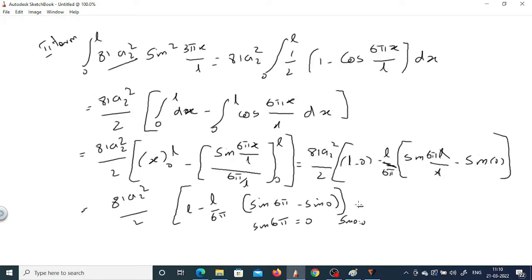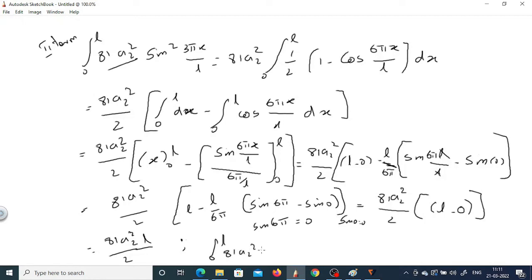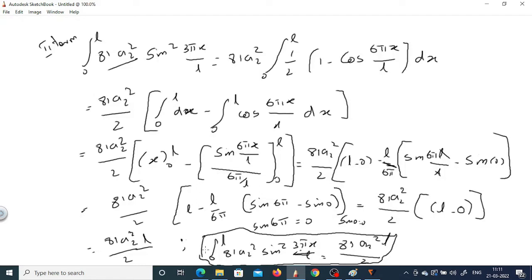So the term which can be written as 81 A2 square divided by 2 into L minus 0, because the whole term is converted into 0, so the whole term is 0. So the second term I got is 81 A2 square divided by 2 into L. So the second term, integral 0 to L of 81 A2 square sine square 3 pi x by L is equal to 81 A2 square L by 2, which is the second term equation I got from the differentiation and integration with respect to the boundary conditions available with the beam.